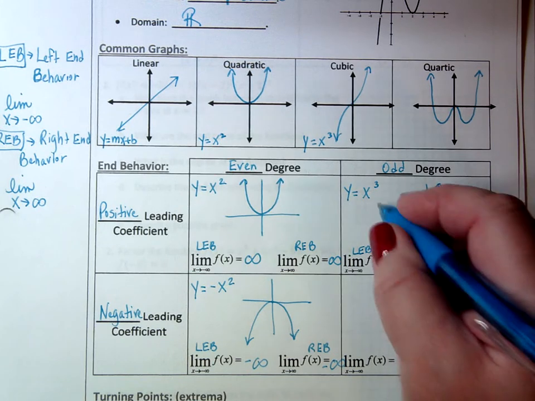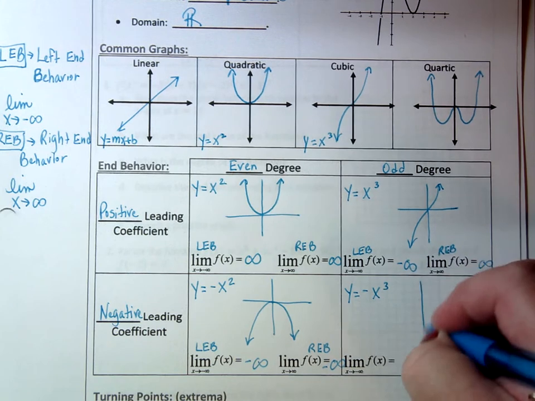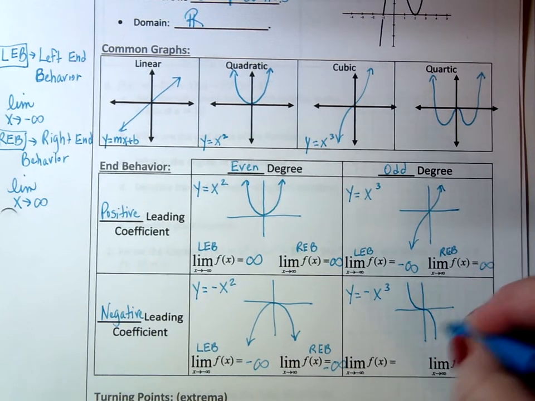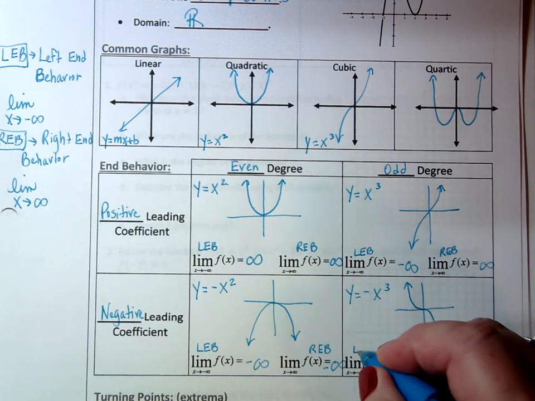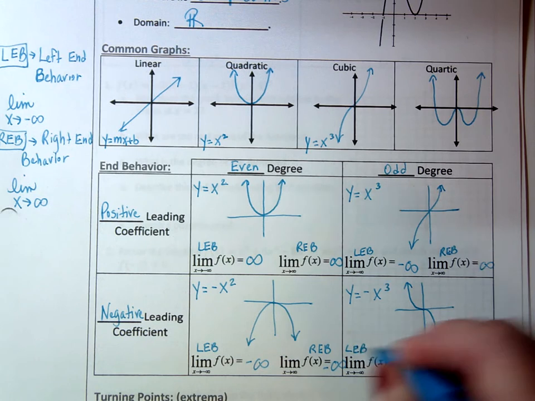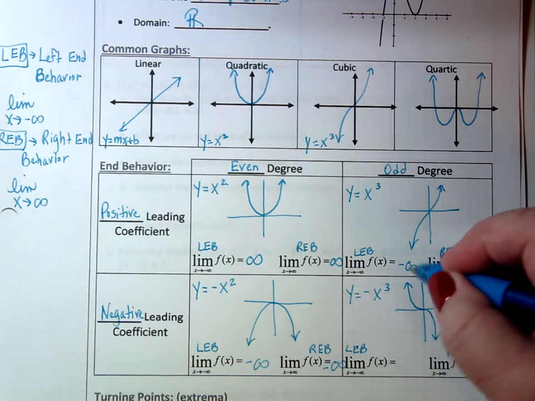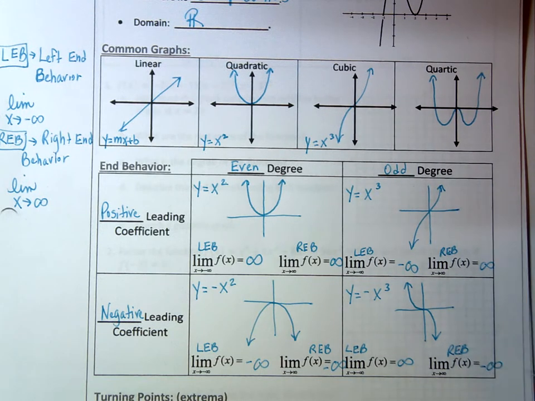If I have a negative x cubed, he's going the other way. He starts like this. His squiggle goes the opposite way. So his left end behavior and right end behavior, let's see. On the left, if I trace him, he goes to infinity. And on the right, if I trace him, he goes to negative infinity.